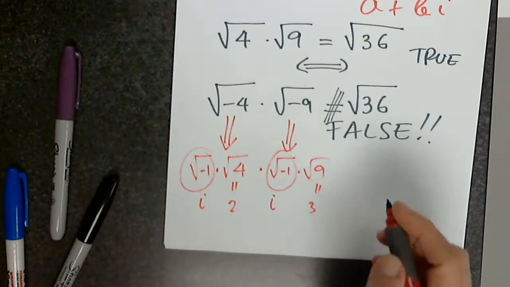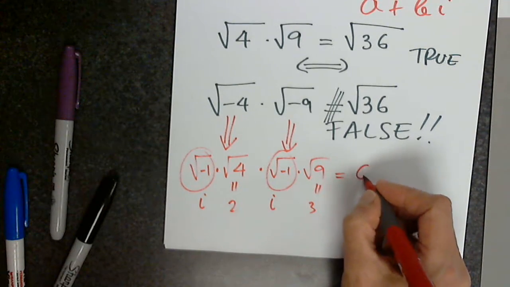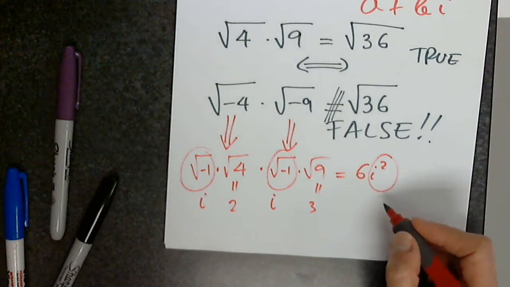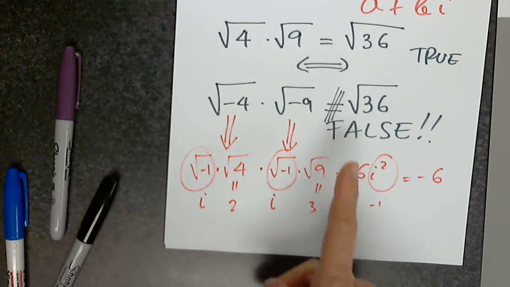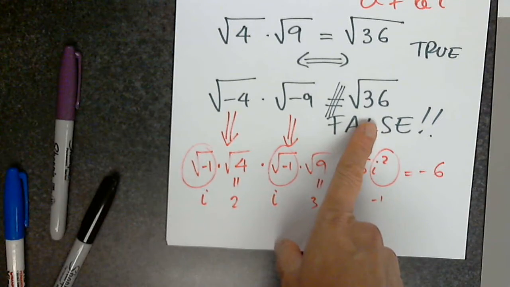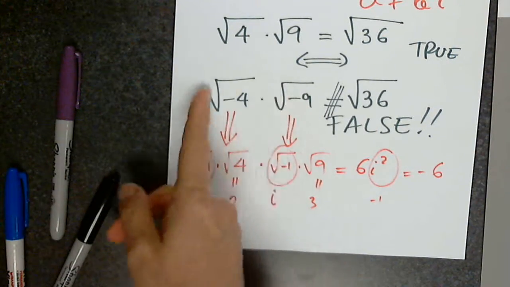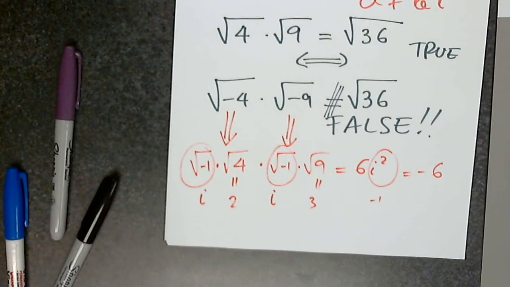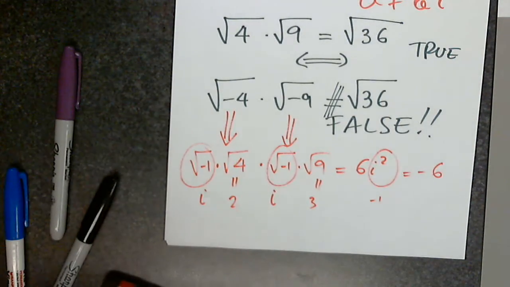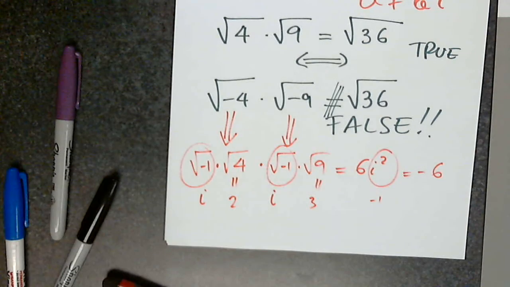And I have i by i. So what is the answer? 6 i squared. But how much is i squared? -1. Look at the answer. Is that clear why it cannot be the square root of 36? Because this side is -6, and this side is 6. So this only proves that we cannot assume or apply the same rules we know from real numbers to complex numbers.